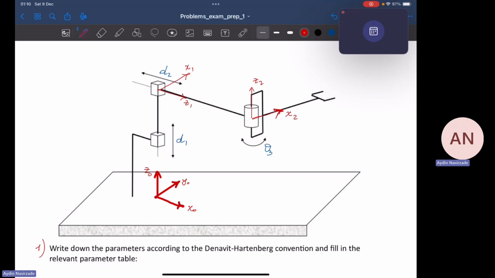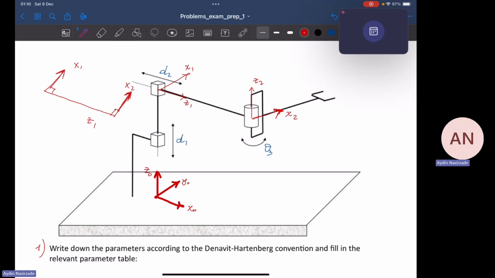I know that X2 is perpendicular to Z2 right here, but no one guarantees that it will be perpendicular to Z1. X2 is not guaranteed to be perpendicular to Z1. Let's say this is Z1, and if X1 is perpendicular to Z1, X2 should be parallel to X1, so these two lines are parallel to each other and X2 can be perpendicular to Z1 as well.